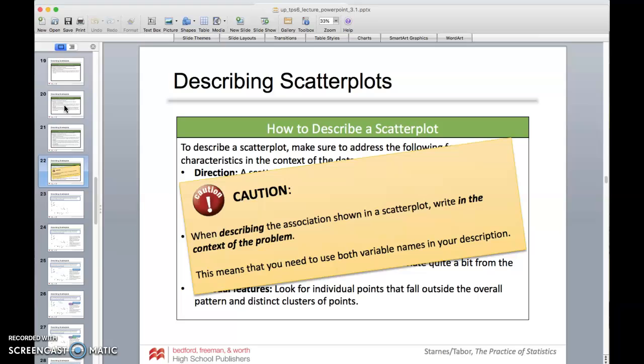Now, remember, when describing the association, do it in the context of the problem. Make sure you're talking about what it is. Don't just say there's a strong correlation between this and this; make sure you use both variable names when you're talking about the description.